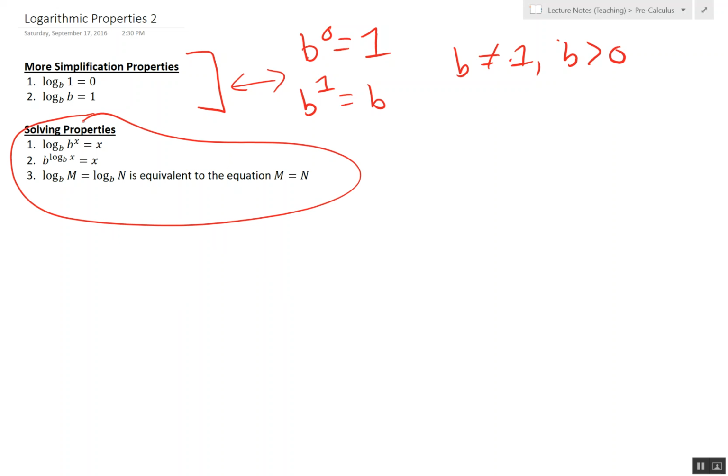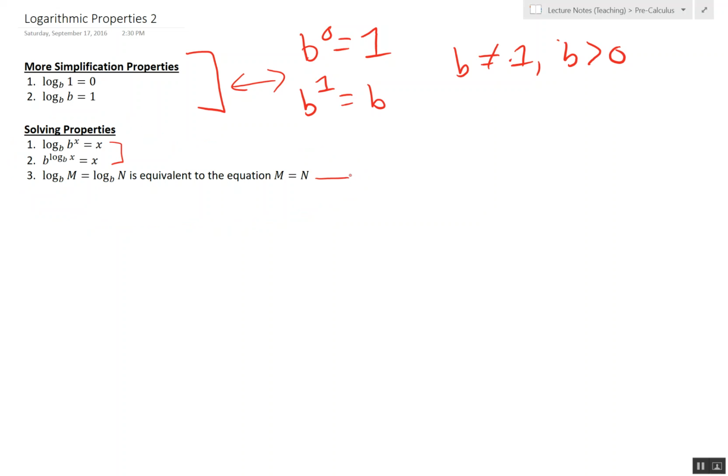So really I want to talk about these solving properties here. In particular I want to talk about the first two, and then basically what number 3 says is logarithm is a new operation we can do to both sides of the equation, just like adding, subtracting, multiplying, dividing. You could take the log of both sides, and so if you have m equals n, you could just take the log of both sides and get that. Sometimes it's advantageous to do that, and we'll see that in the next couple of videos when we start solving things. So let's talk mostly about these two properties.